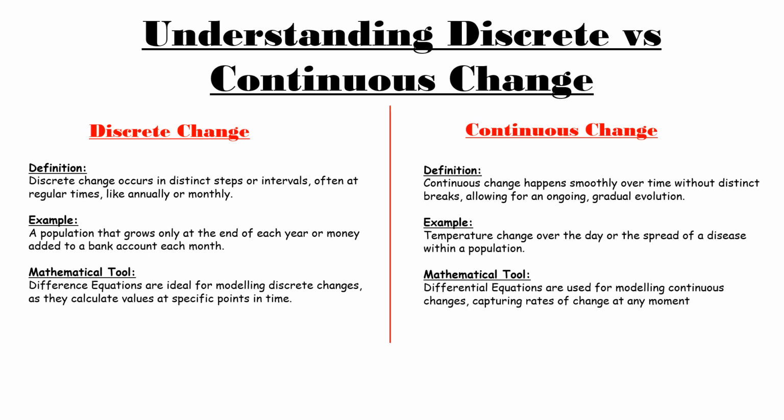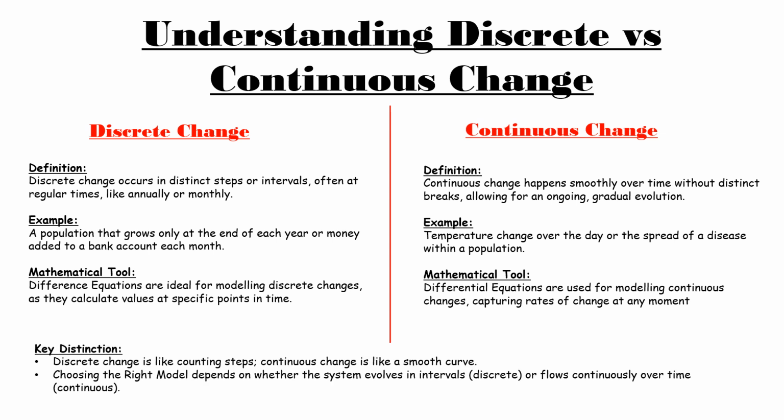And then for us, if we're working with continuous change, we're using differential equations, because calculus is the way that we're able to work with these smooth, continuous changes. So the key distinction: discrete is steps, continuous is smooth. Okay, so really think about that, and choosing the right model depends on whether the system evolves in intervals, so if it's discrete, or flows continuously over time, so that will be continuous.